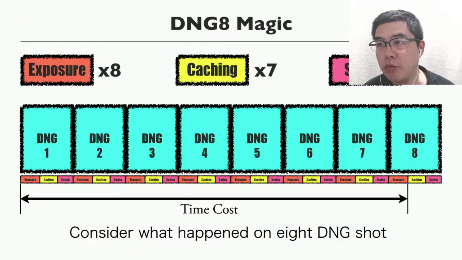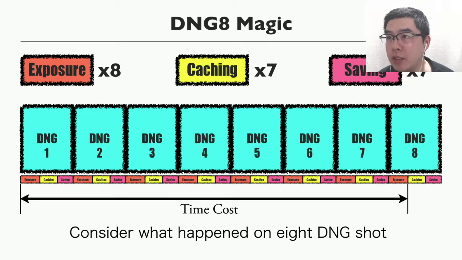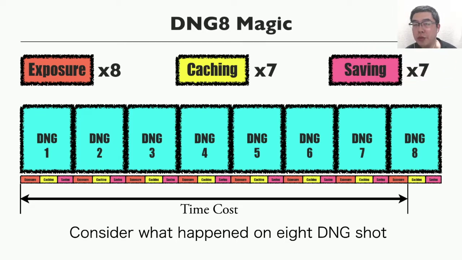So for a photographer, like us, what is the normal time cost to take a sequence of 8 DNG shots? The time is 8 exposure times, 7 caching times, and 7 saving times. It's a huge amount of time.